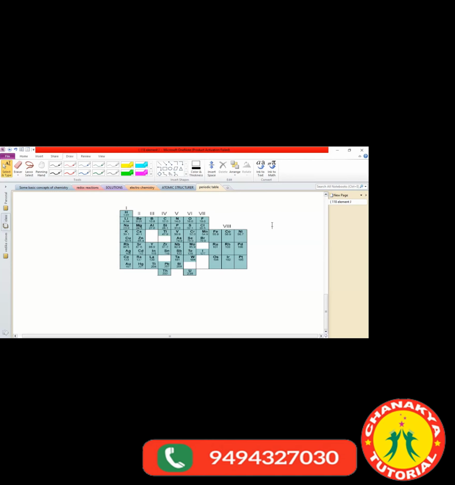The 63 elements he arranged in vertical lines, and at the same time he arranged them in horizontal rows also. Horizontal rows are called periods, and vertical columns are called groups. So as per the Mendeleev periodic table, how many groups were there?